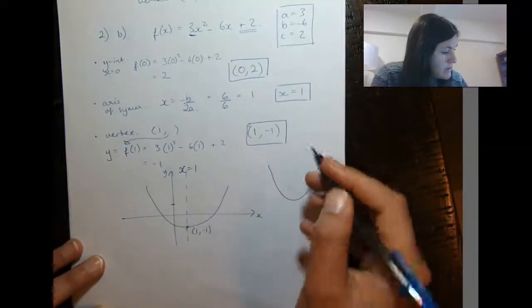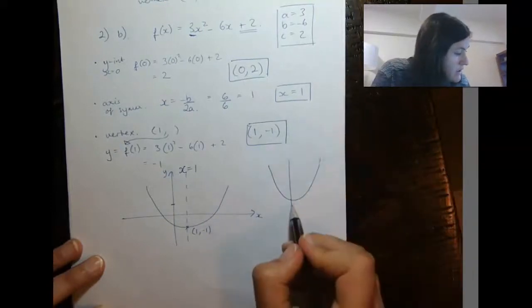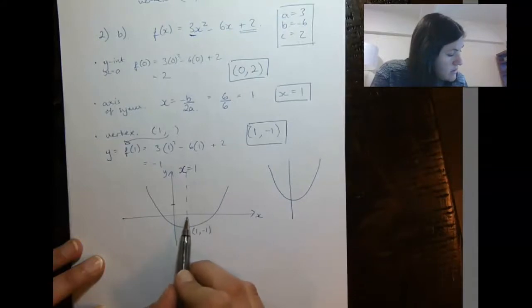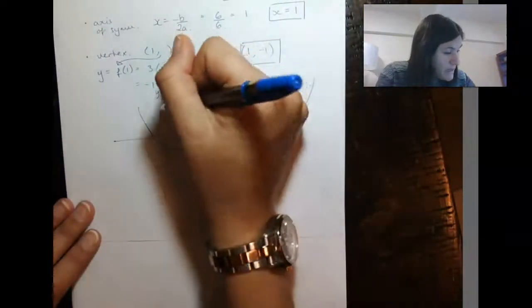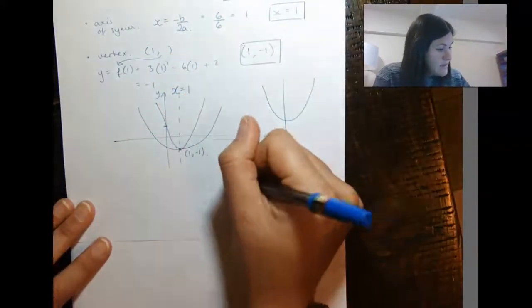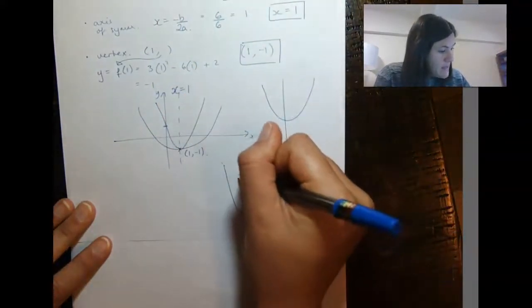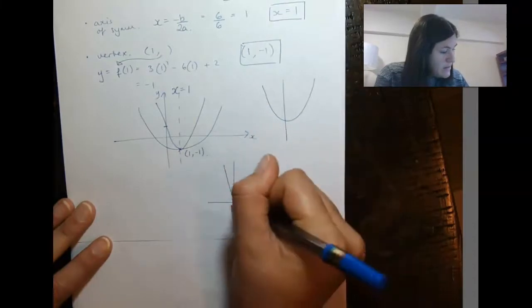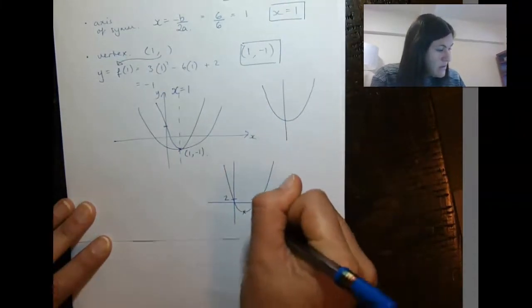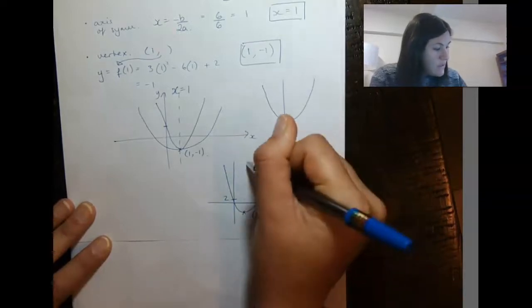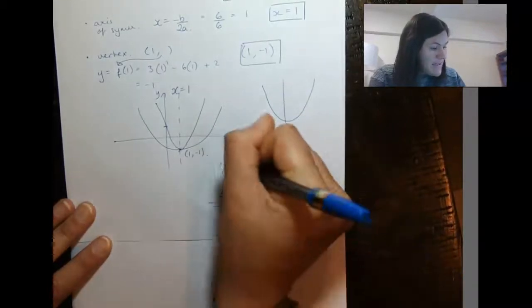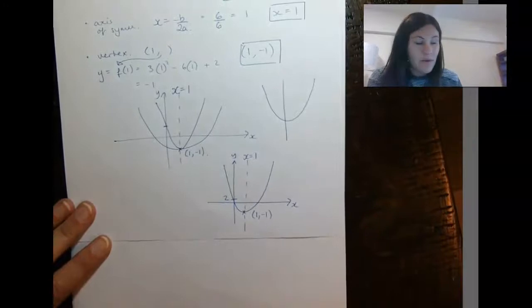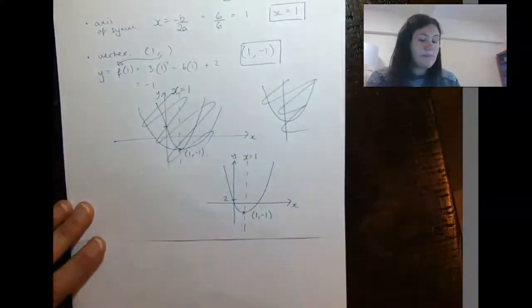There's my shape. I'm not doing a very good job of sketching this. I really need it to be more like this. Okay, so I've got my y-intercept of 2, vertex of 1, negative 1, and axis of symmetry of x equals 1. Again, that's not great because this kind of looks like it's going through 0, but it's not too bad.